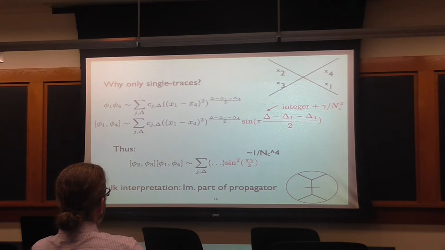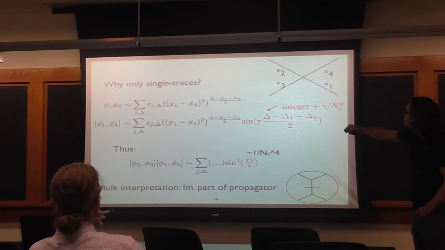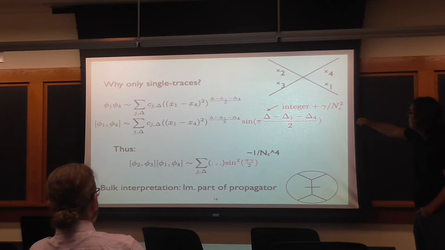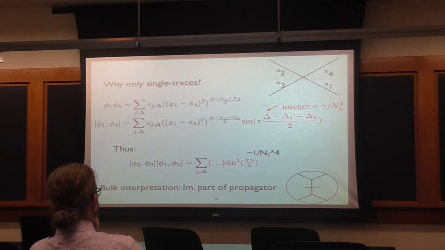But what you can see is that if you look at one term in the OPE of 1 and 4, you always get the distance x_14 squared times an exponent, which depends on the dimension delta of the operator you're exchanging. And the point is that when you go time-like, the only thing that happens is that this distance becomes negative, so this thing picks up a phase. The discontinuity, or this commutator, is basically the difference between taking the phase one way or the other. So this commutator is proportional to the sine of that exponent.